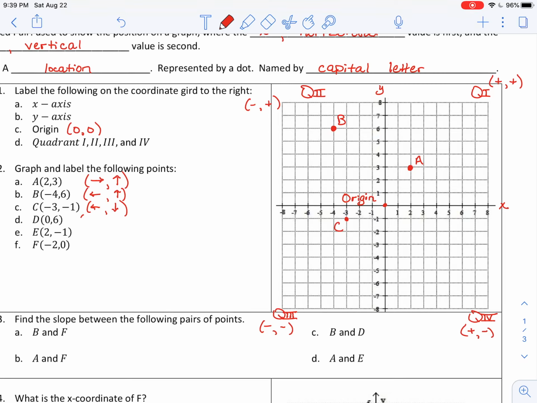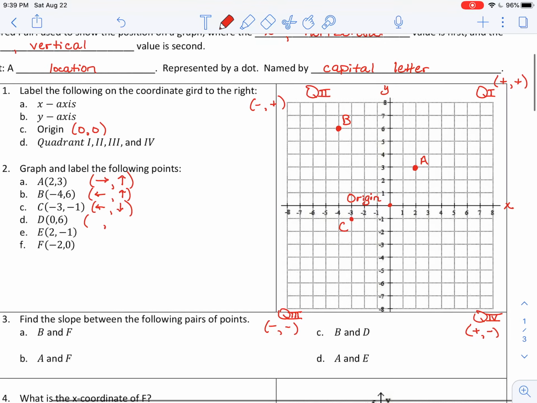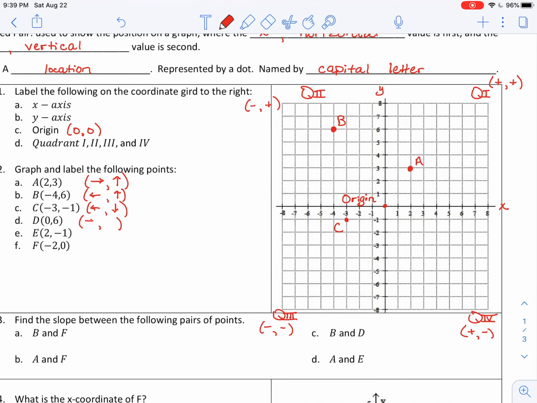And then point D is different because of the 0. But remember, you're always saying left or right first. So this is just saying, don't go left or right, but do go ahead and go up 6. Point D is on the y-axis. And then point E goes right and then down because it's positive and then negative. Therefore, it's in the 4th quadrant.